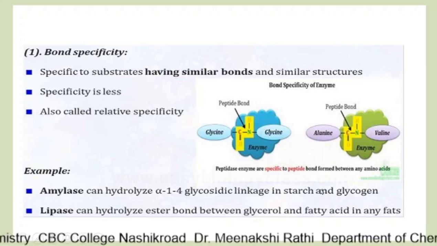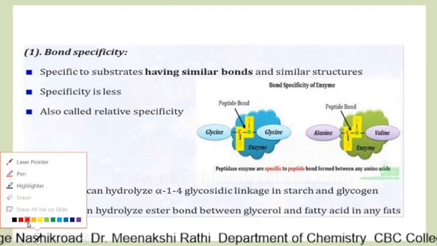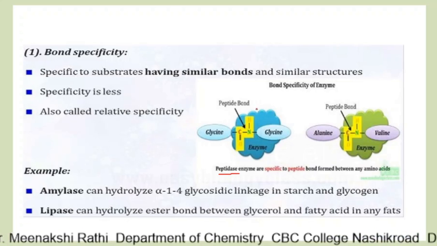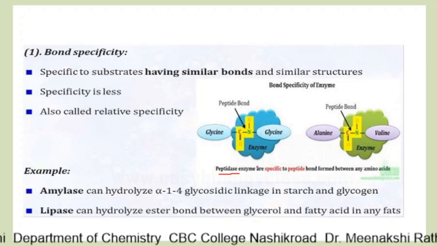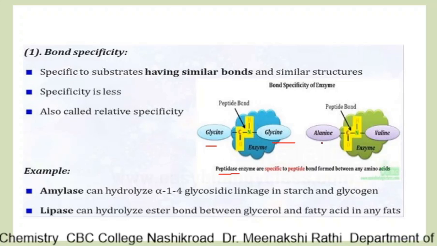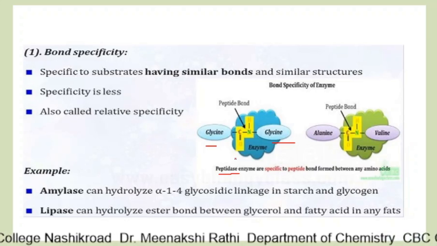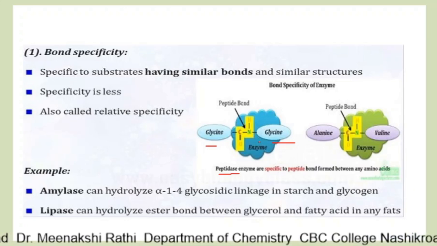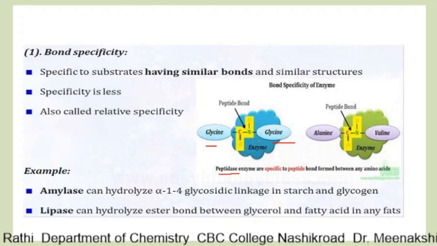Now in this diagram, a very good example is given, peptidase. This enzyme, peptidase, can catalyze only the peptide bond. It can catalyze the compounds if peptide bonds are there. No matter which groups are attached here, whether two glycines or two alanines or valines are attached, peptidase is related to only the bond. If a peptide bond is there, it can catalyze that substrate. Such specificity is called bond specificity.